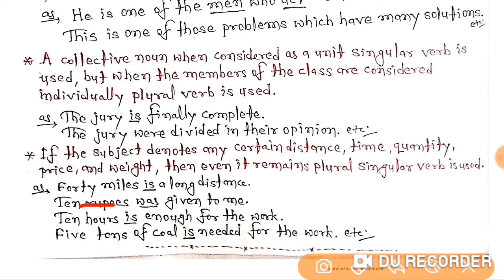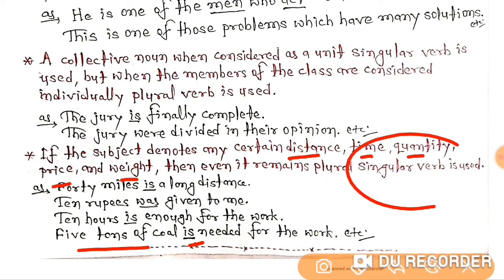10 rupees, so 10 rupees, when we speak out or write, it seems plural, but here I have done what? Was. Next is 10 hours. This means what? Plural. It seems plural, but we have to go with is. Right? The last one tells you 5 tons of coal. 5 tons of coal. Again, here I have done is. That is singular verb. So remember, in case of certain distance, time, quantity, price, and weight, even it seems plural, we have to go with singular verb.